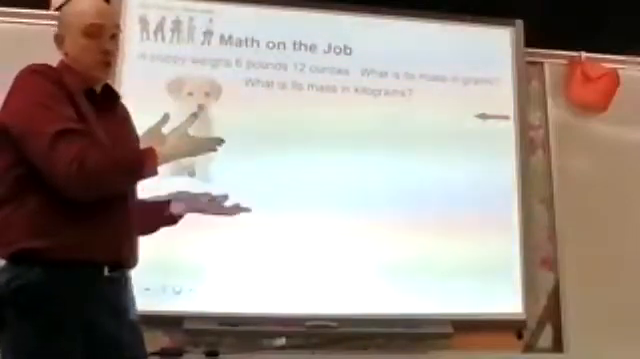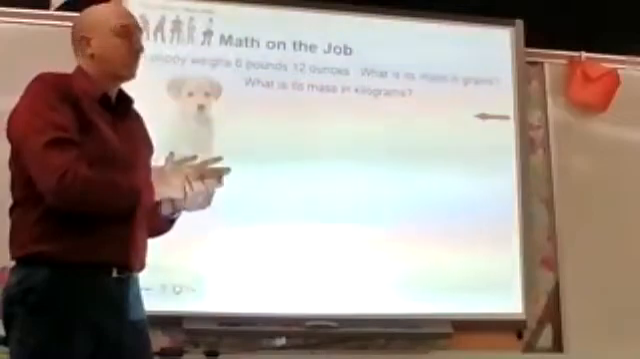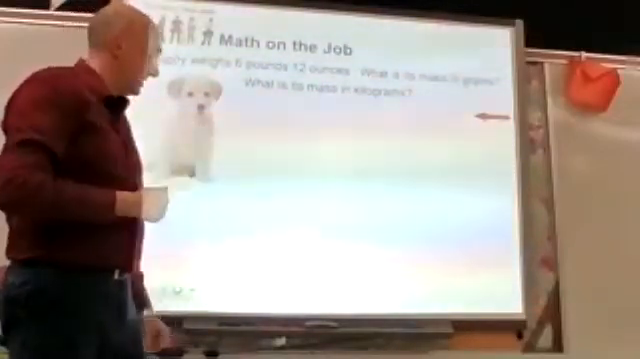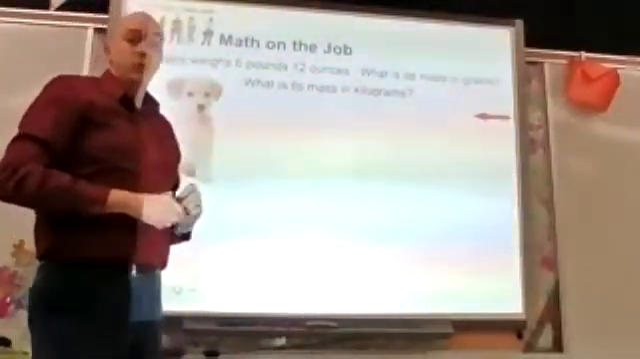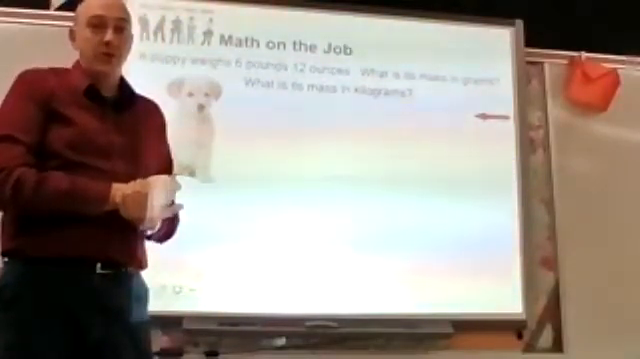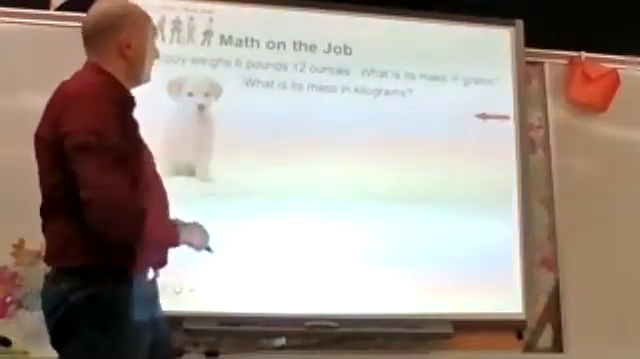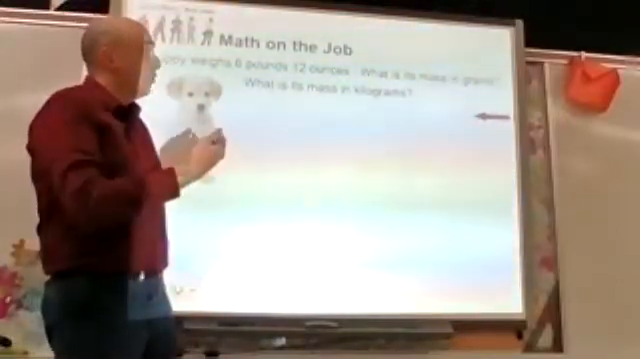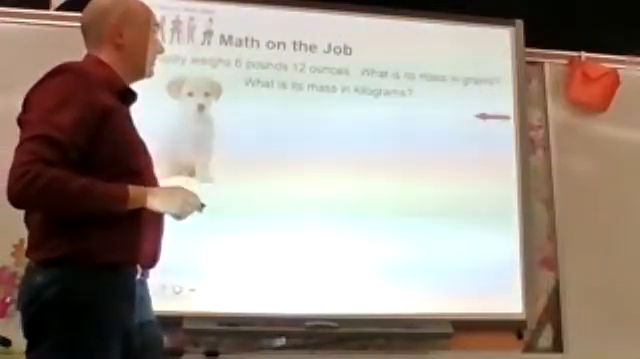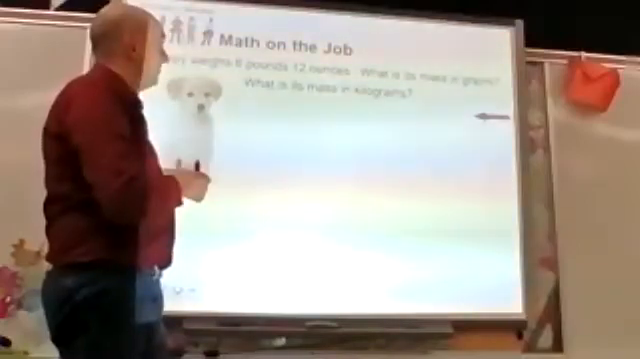This is a conversion like you should have been doing in 4.3, converting mass from Imperial into SI. So once again, take a moment, pause the video, try to work this through on your own, and then watch my solution after that. If we have a puppy that weighs 6 pounds and 12 ounces, what is its mass in grams? Remember that we had two options last time of how to convert this.